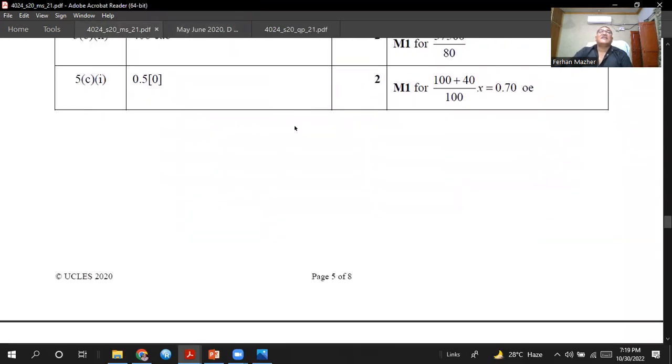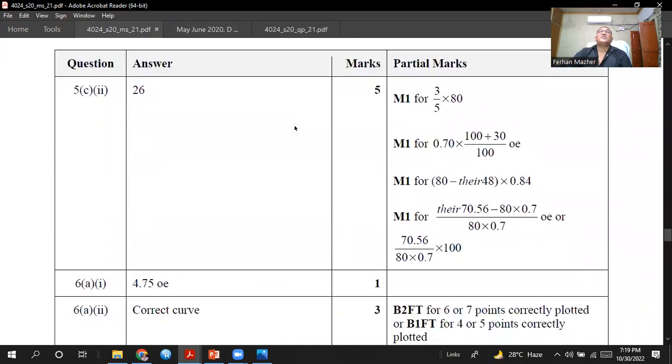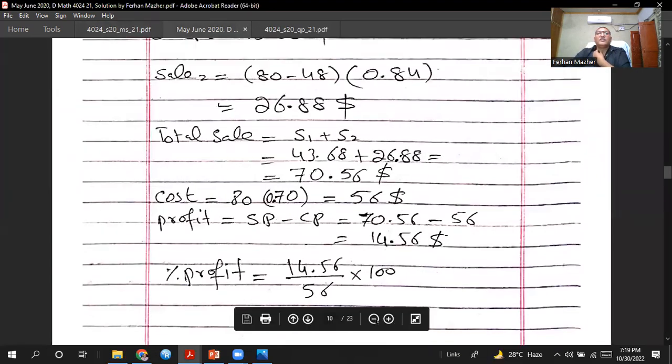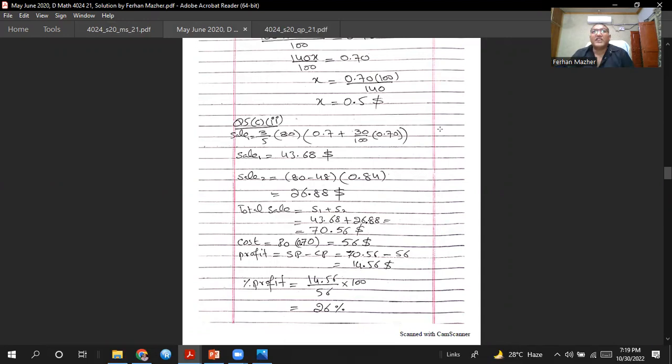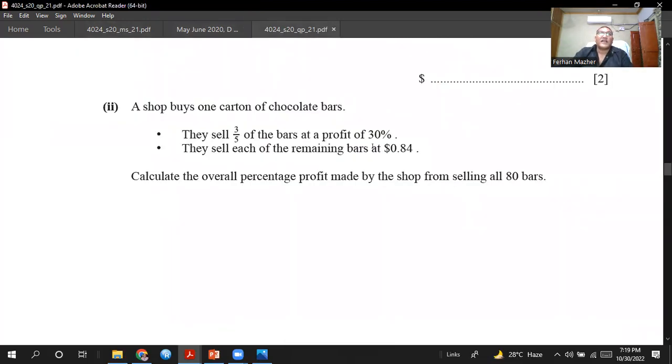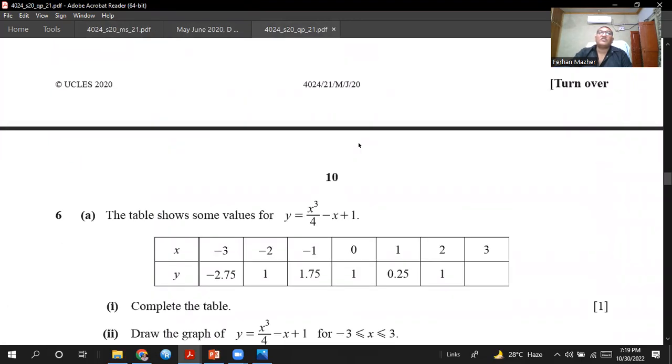So let's check if our answers are right. 26% is the right answer, sir. You can see on the marking scheme, it is showing up. Let me reduce the size so you can see this whole part on your screen. You can pause the video and watch this carefully, take your time. That was a 5 marks question.